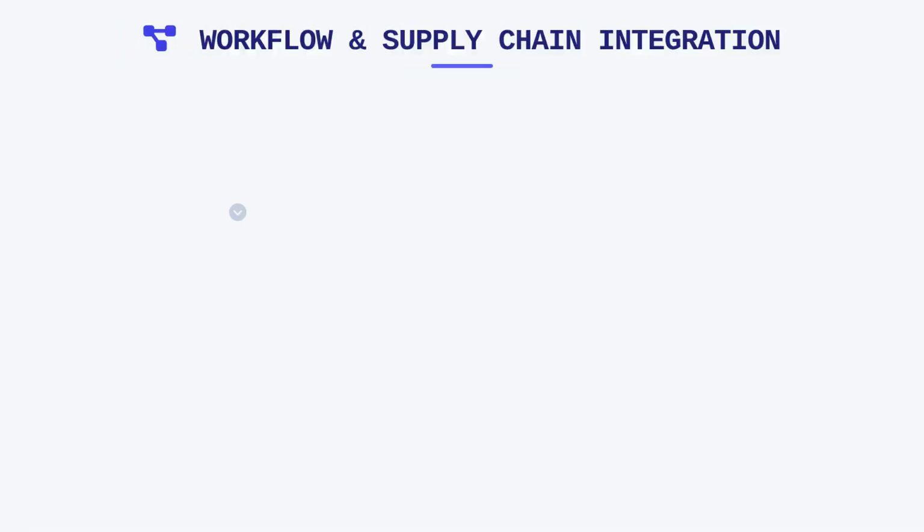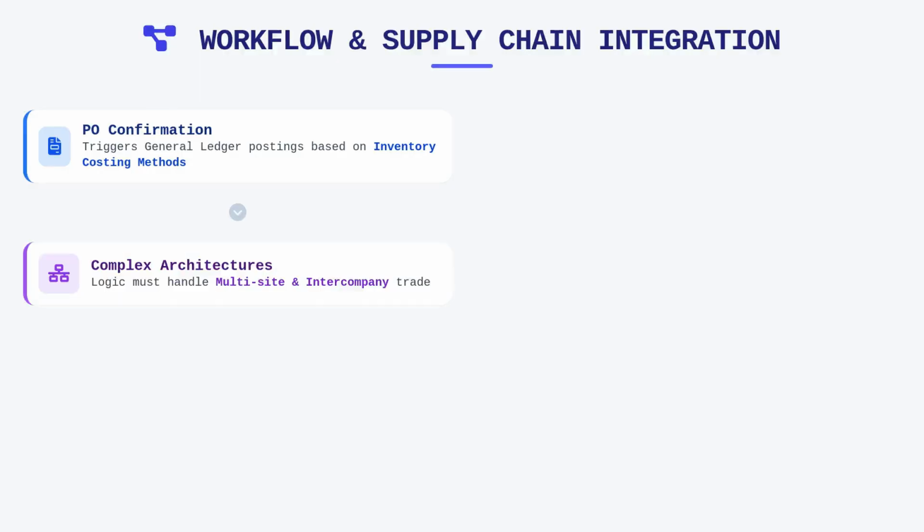It is vital to recognize how these workflows intersect with the broader supply chain ecosystem, particularly regarding inventory valuation and intercompany trade. When a purchase order moves through a workflow and eventually reaches a confirmed state, it triggers specific postings in the general ledger that fluctuate based on your inventory costing method. If you're dealing with multi-site deployments or intercompany supply chains, your workflow logic must account for these complexities.